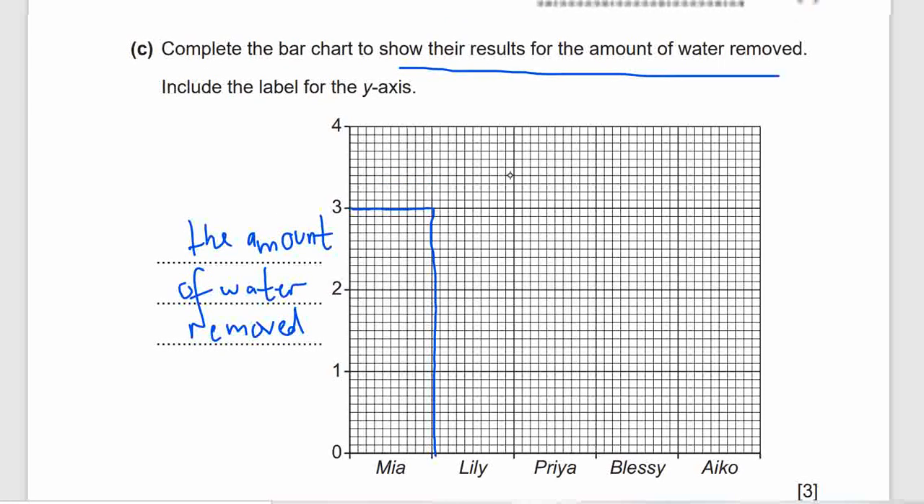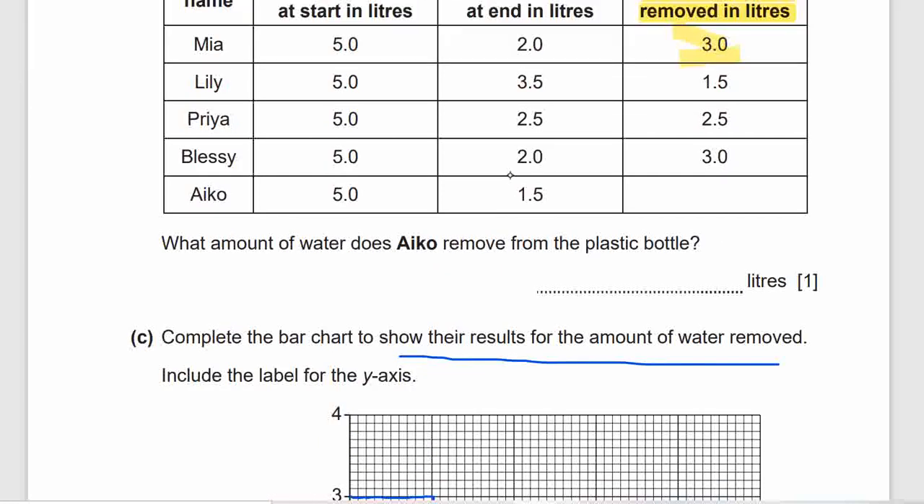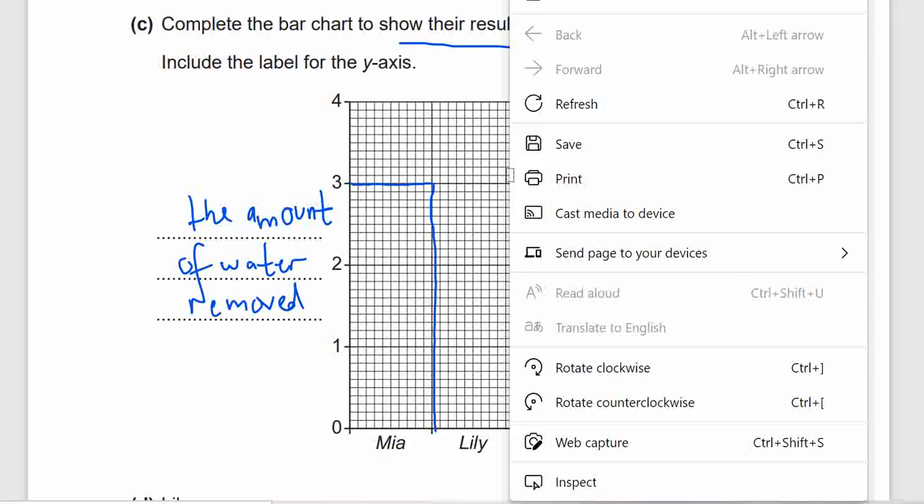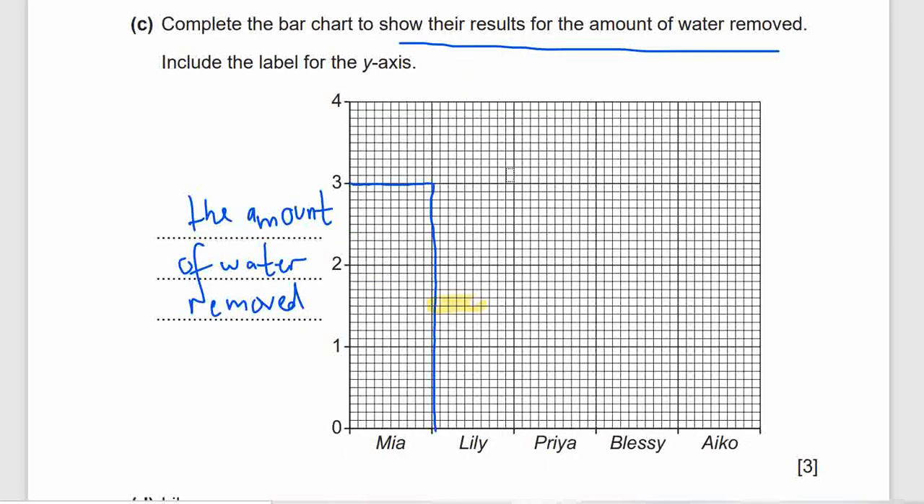Now, if we follow all this data, Lily is 1.5. So we just plot Lily at 1.5. 1.5 will be the middle, here to here. So that will create a complete bar chart.